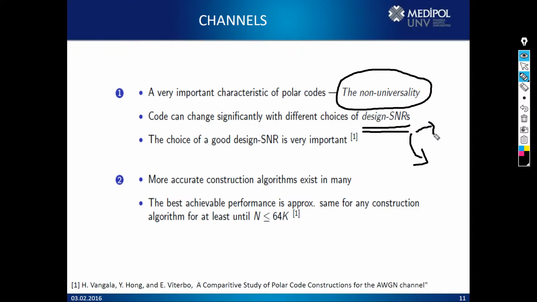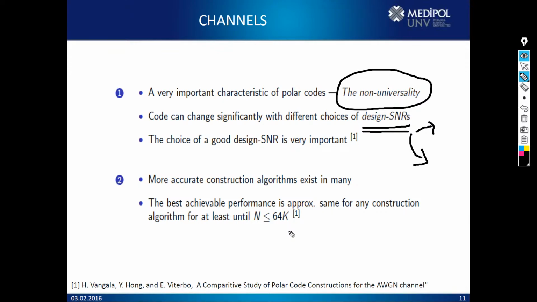The choice of a good design scenario is very important, very critical, and more accurate construction algorithms exist in many papers in the literature. The best achievable performance is approximately the same for many construction algorithms, at least until n is less than or equal to 64K. So mainly you have these issues while you are designing the construction code, but I gave you a hint how to get an idea how to design it.